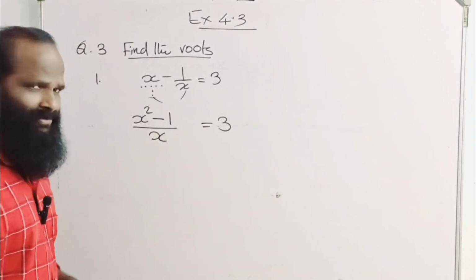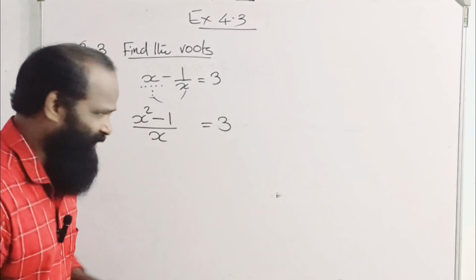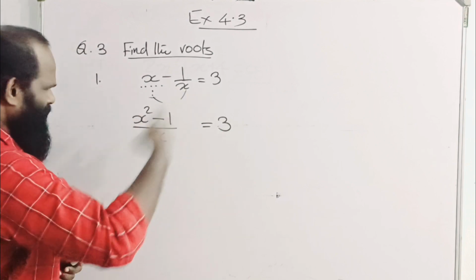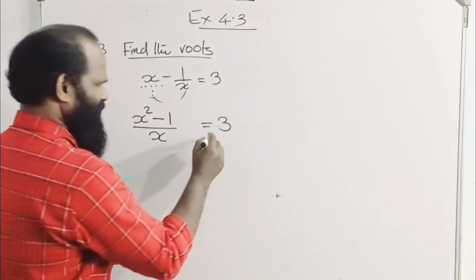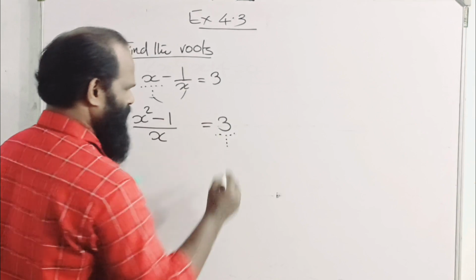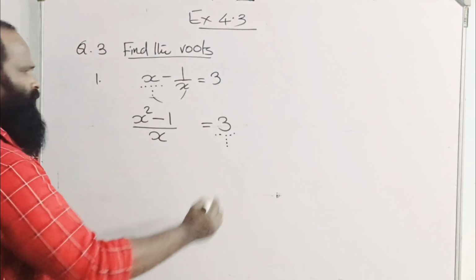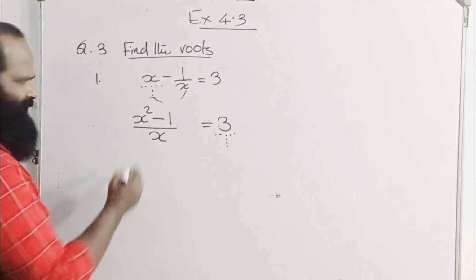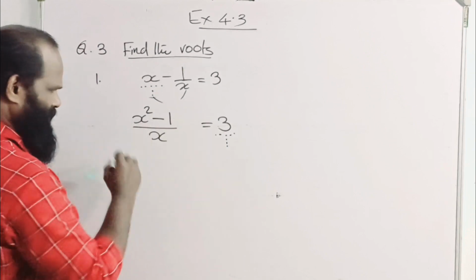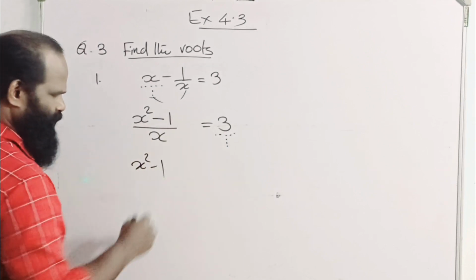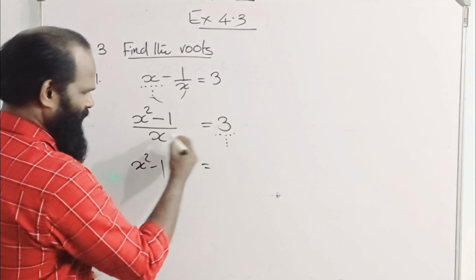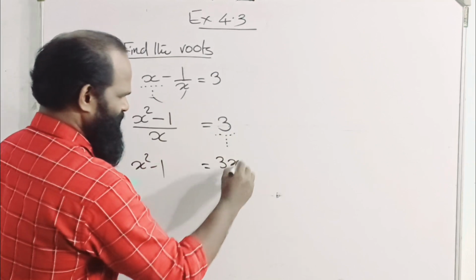Now our quadratic equation is gradually taking shape. We should go further for cross multiplication. Consider the denominator 1 over here. When you multiply crosswise, you get x square minus 1 into 1 is equal to 3 into x, 3x.